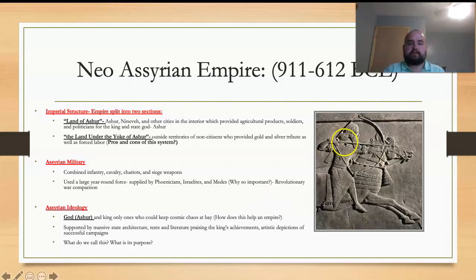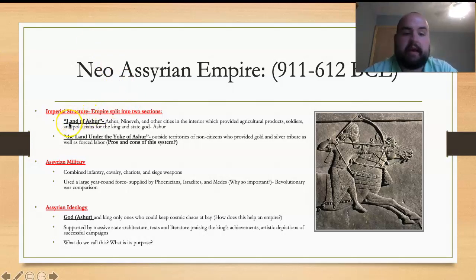Now, one of the first empires in all of recorded history is known as the Neo-Assyrian Empire, which lasted from about 911 BCE to 612 BCE. This imperial system was split up into two structures. I want you to pay especially close attention to this, because we're going to contrast it with what the Persian Empire was like in just a second. This empire was, like I said, split into two sections.